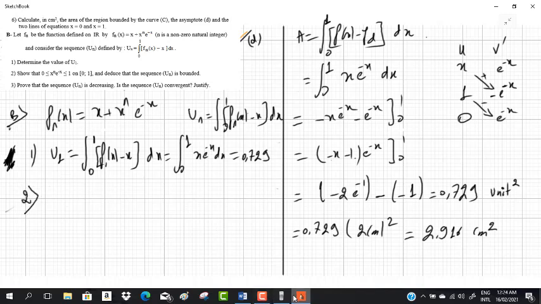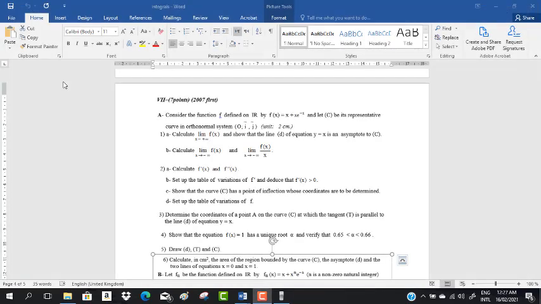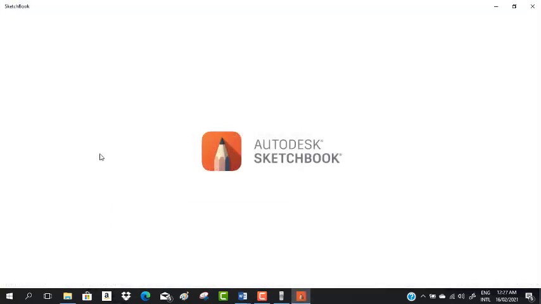Part 2. Show that 0 is less than x^n e^(-x), which is less than or equal to 1. This is a bounding, so I have to bound x^n and I have to bound e^(-x).